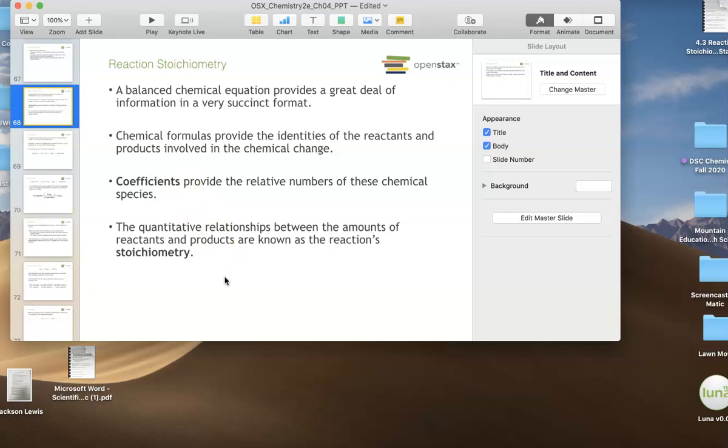Stoichiometry is basically a quantitative relationship. What that means is we're trying to determine how much of the reactants or products are either needed or produced. So if we're trying to synthesize a substance, for example, stoichiometry allows us to determine how much I need of both reactants in order to make a certain amount of product. That's very important.